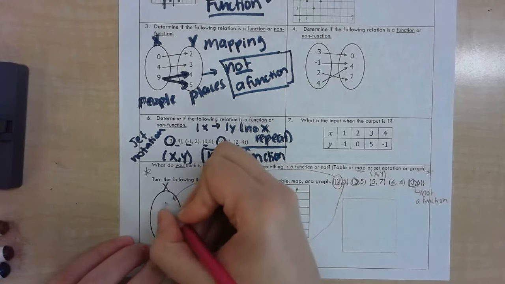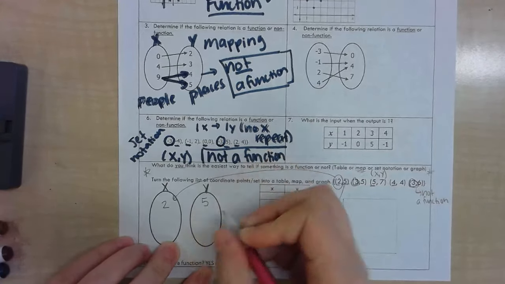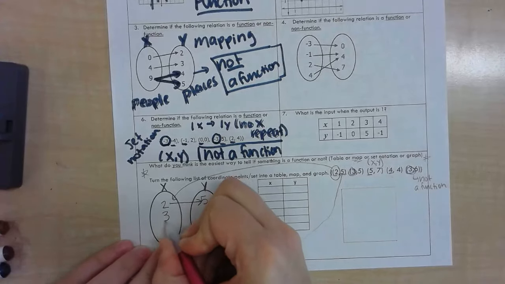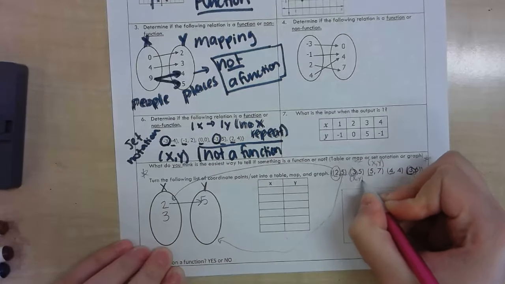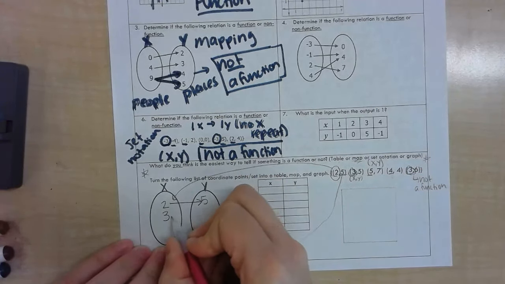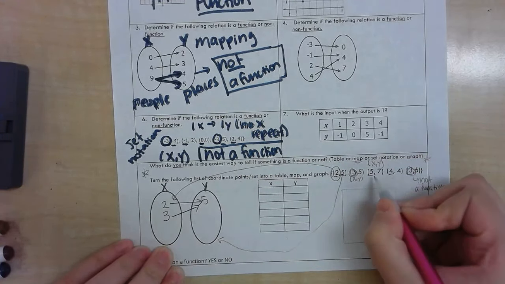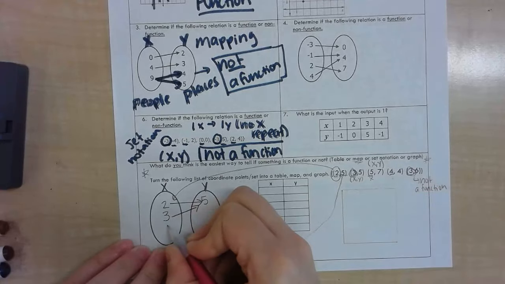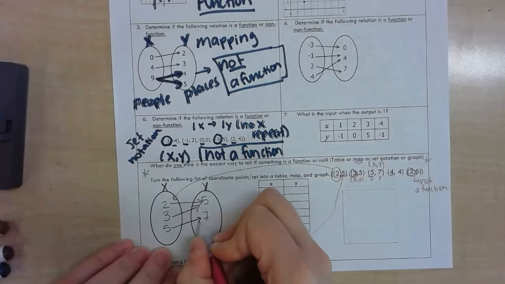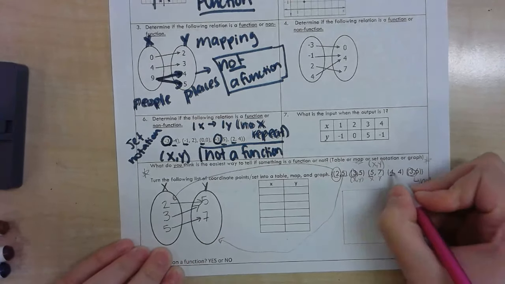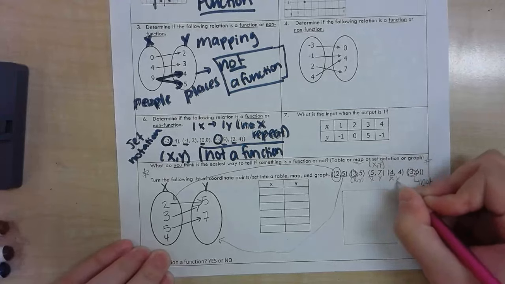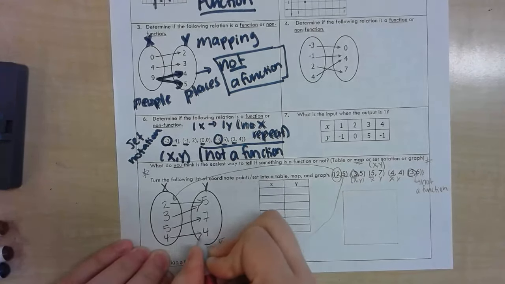So I'm going to take this x value, that's a 2, and that goes with my 5. Now I have an x value of 3. Remember, it's x comma y. My x value of 3 goes with my y value of 5. So I'm going to draw an arrow right there. My x value of 5 goes with my y value of 7. So I'm going to draw that line right there. My x value of 4 right here goes with my y value of 4. I'm going to draw that one in too.